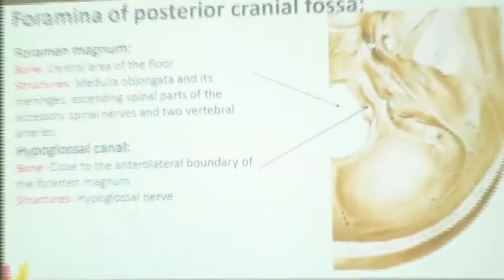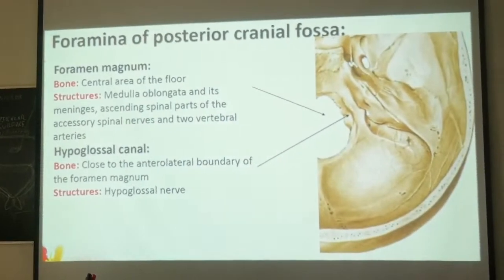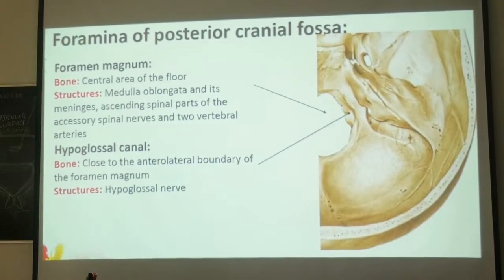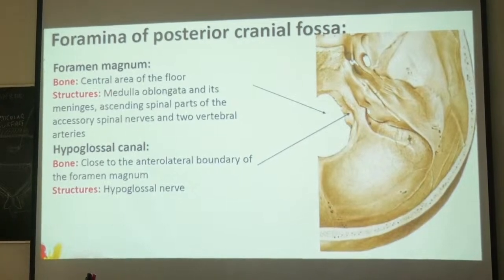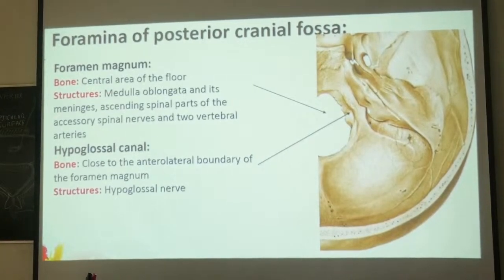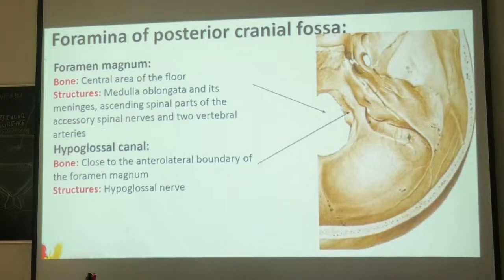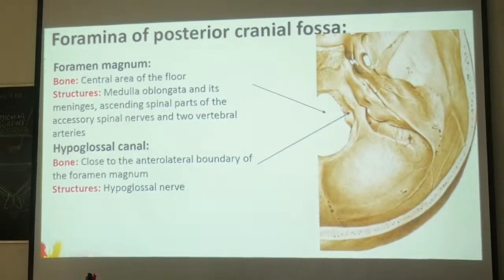Next we go to the foramen magnum. See, this large foramen is the foramen magnum. It lies in the central area of the floor of the posterior cranial fossa. What are the structures passing through it? This is very frequently asked. Medulla oblongata and its covering meninges. That means three layers of meninges: dura mater, arachnoid mater, pia mater.